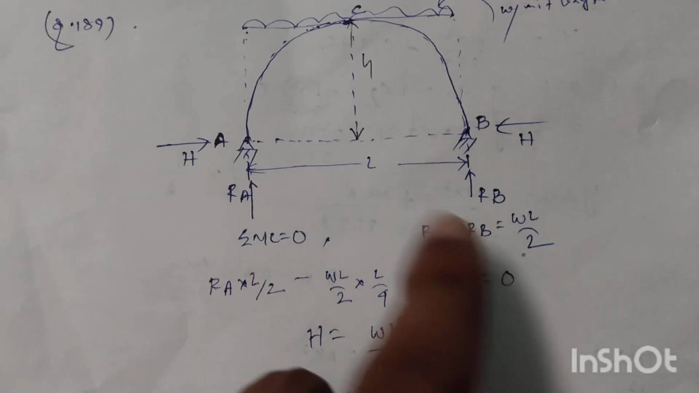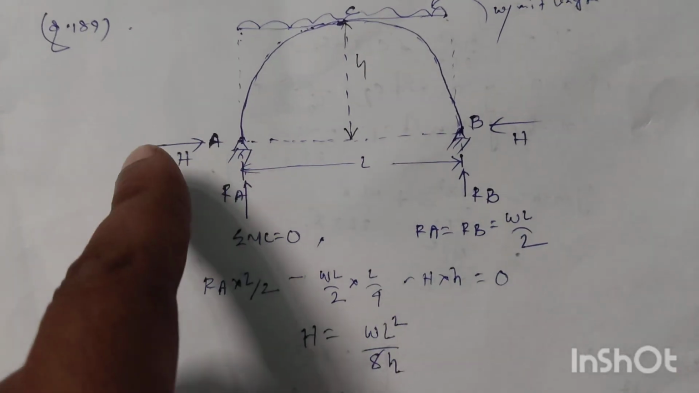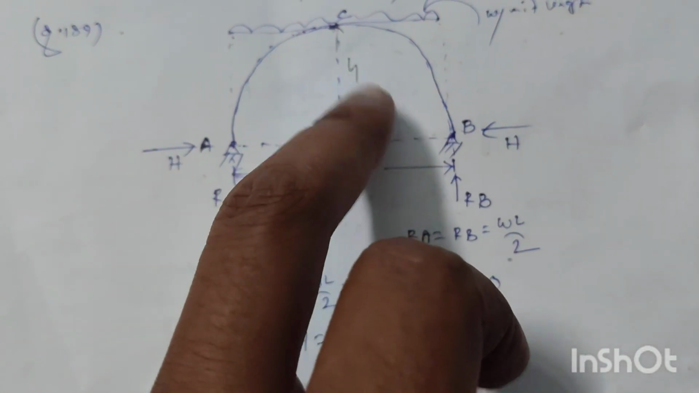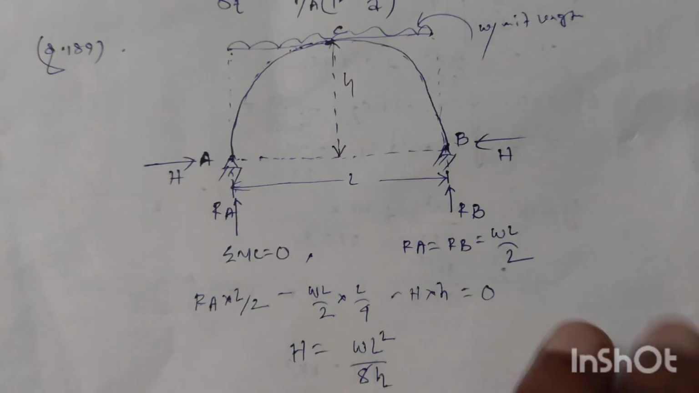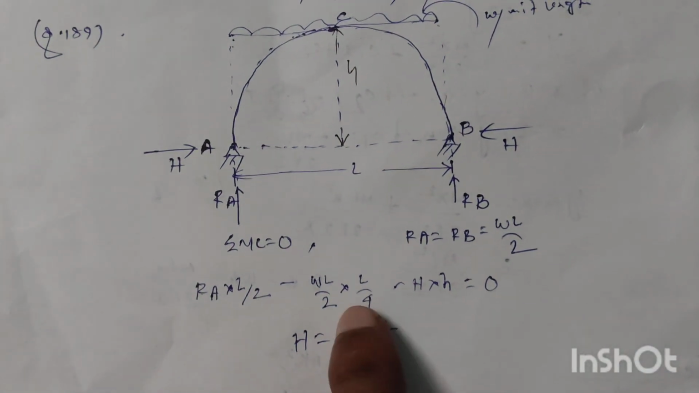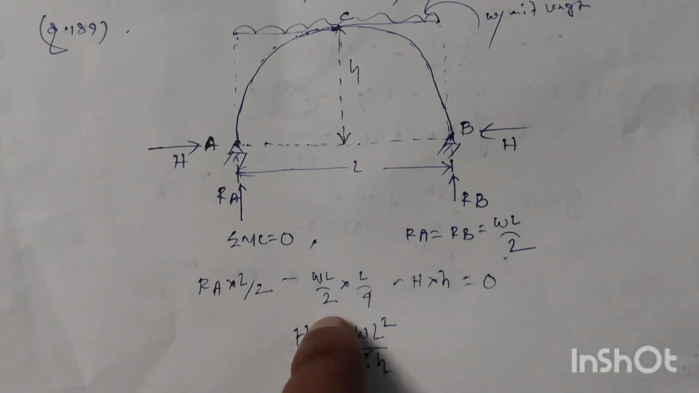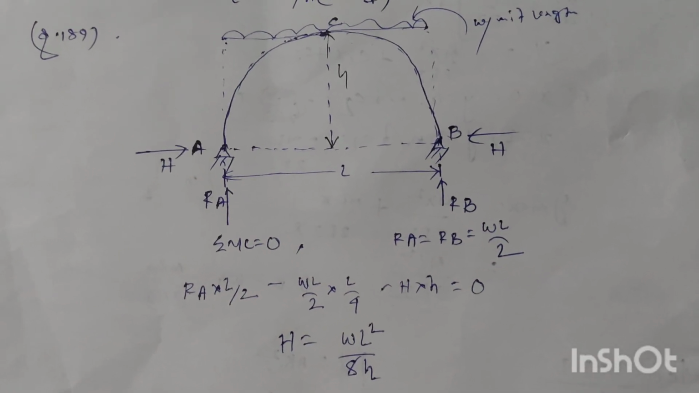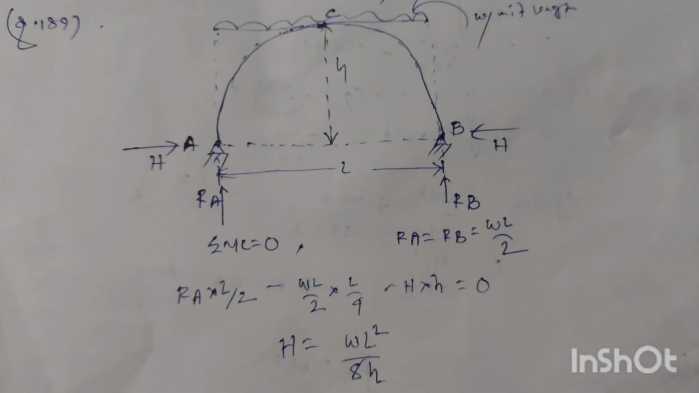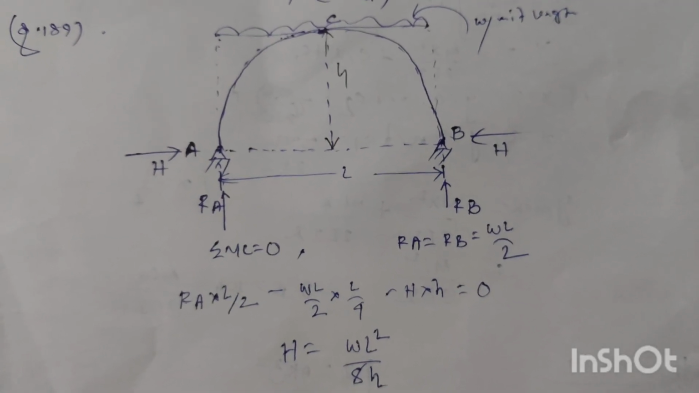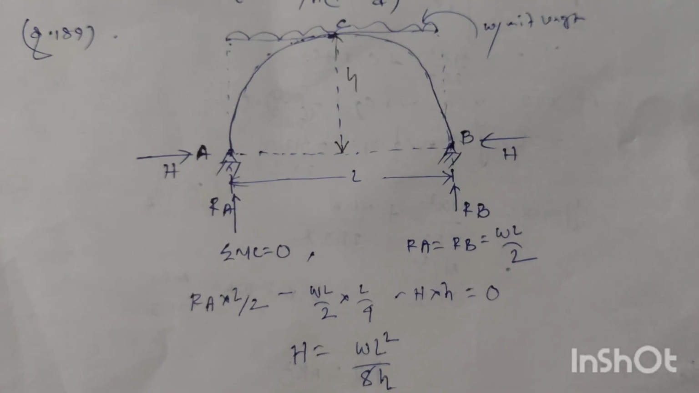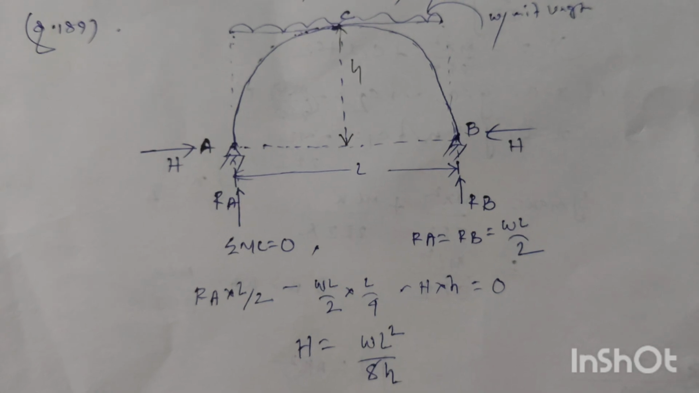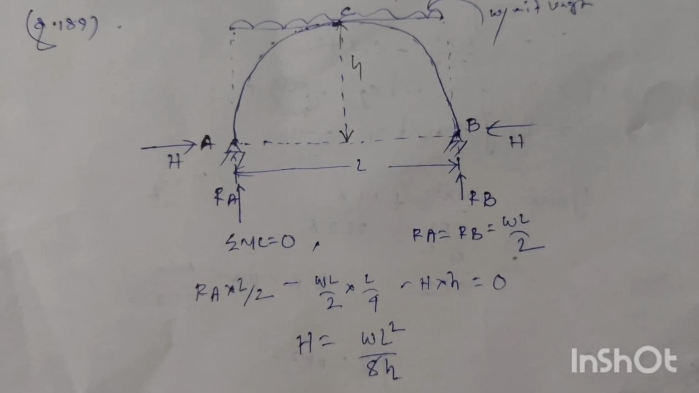Suppose RA and RB are the reactions at the two ends A and B respectively, and H is the horizontal thrust at the two ends. Now as this is a 3-hinge parabolic arch, by taking only the left part from the point C, summation of moment at point C is equal to 0. So RA into L by 2, the moment will be equal to RA into L by 2 in clockwise direction, minus the load WL by 2 into the distance, half the distance L by 4, minus the horizontal thrust H into the vertical distance small h, which is also in anti-clockwise direction, is equal to 0.